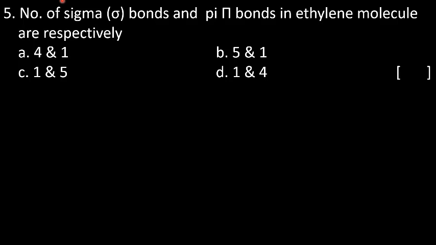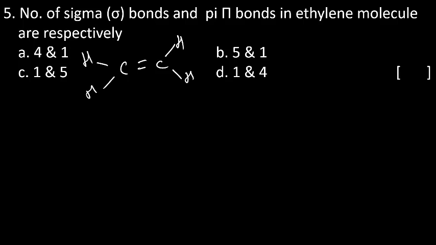Now the fifth question is, the number of sigma bonds and pi bonds in ethylene molecule are respectively: A, 4 and 1, that is sigma bonds is 4 and pi bond is 1, option B, 5 and 1, option C, 1 and 5, option D, 1 and 4. So first of all, let us draw the ethylene molecule. So how to write ethylene molecule? C double bond C. This is 1 hydrogen, 1 hydrogen, 1 hydrogen, 1 hydrogen. So this is ethylene molecule.